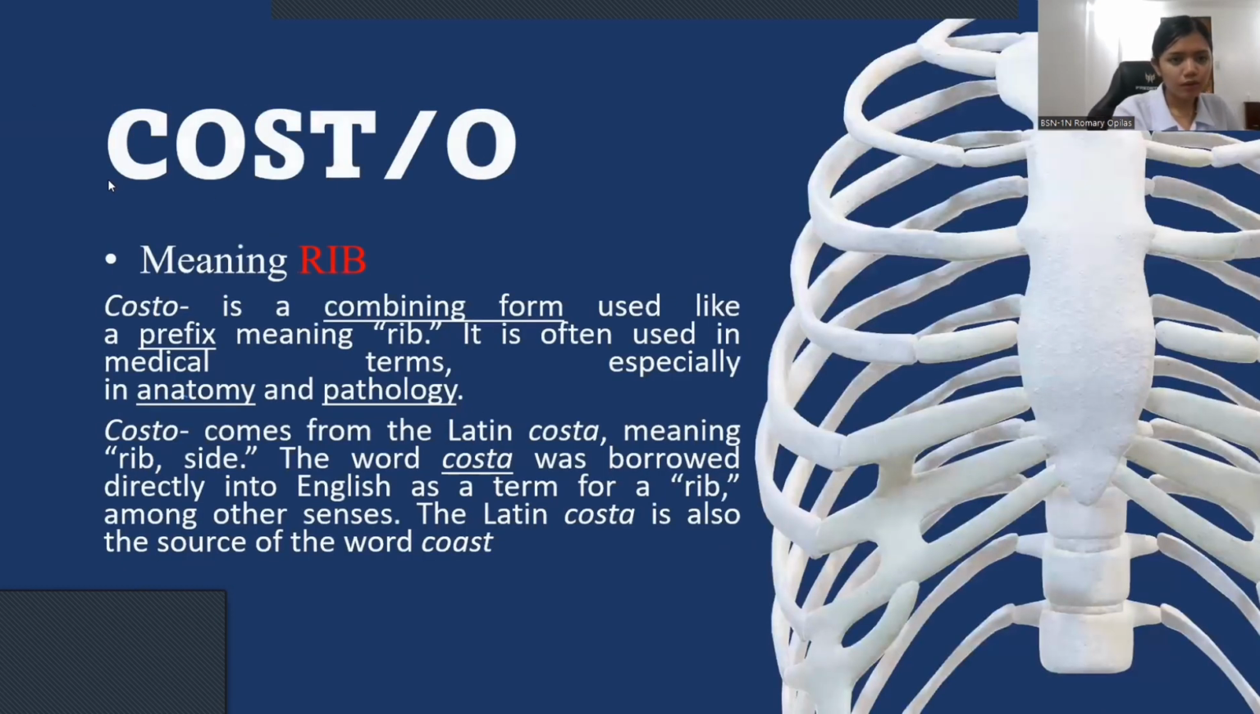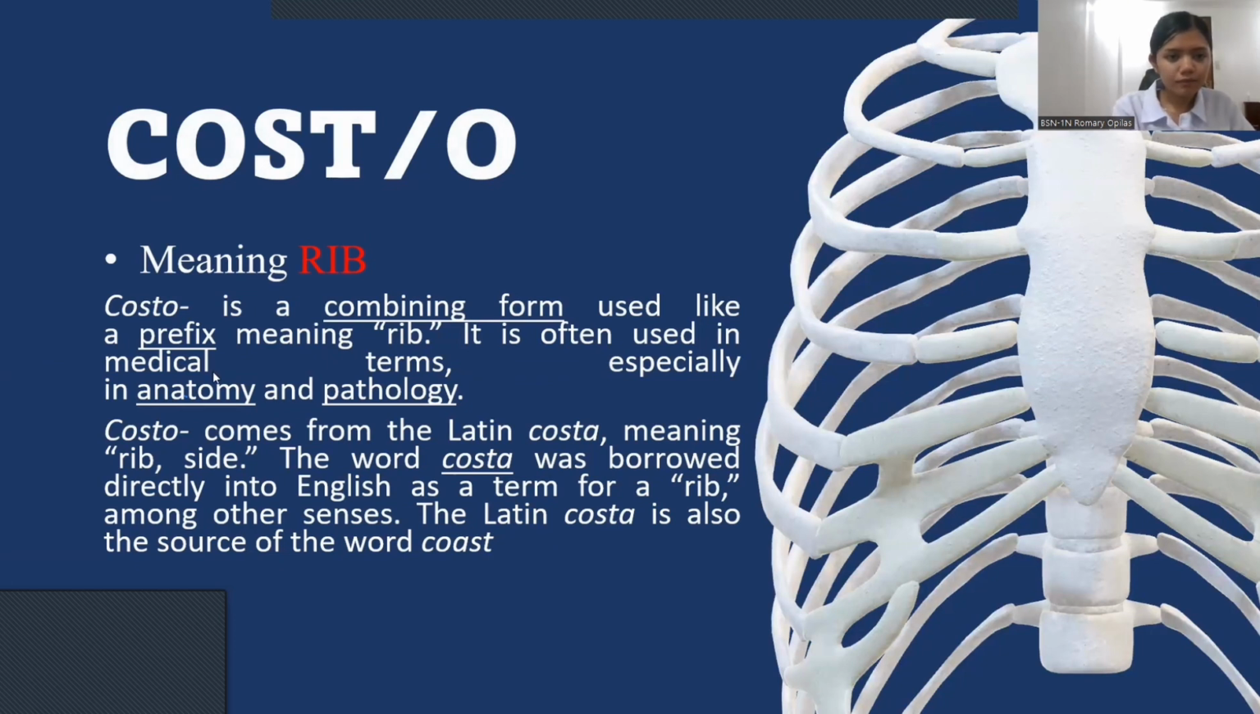Costo means rib. So ito yung andun sa costal region natin dito, sa ribs natin. Costo is a combining form used like a prefix meaning rib. It is often used in medical terms, especially in anatomy and pathology. So yun nga, the meaning of the costo is rib. Ang kahulugan niya is rib, dun sa rib cage natin.